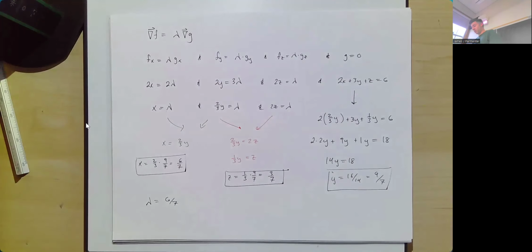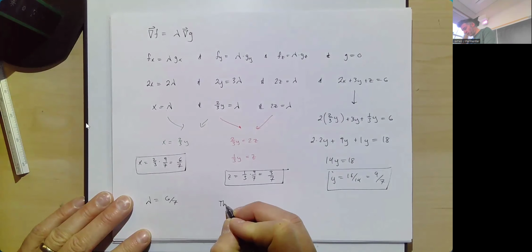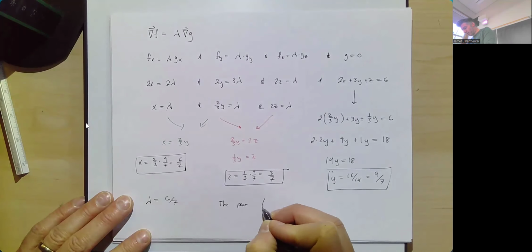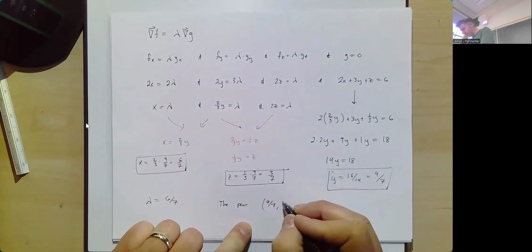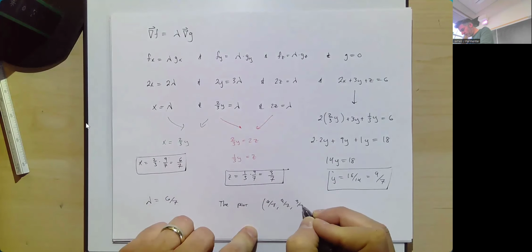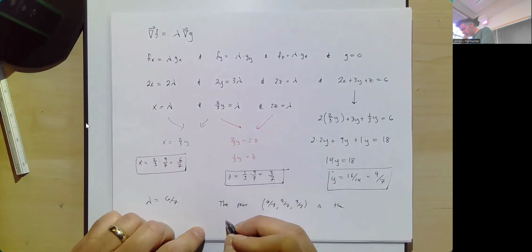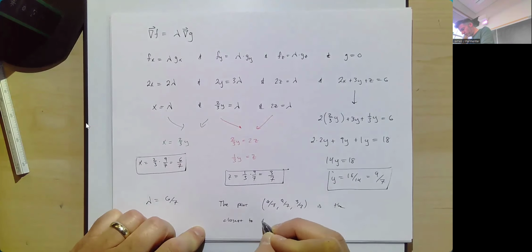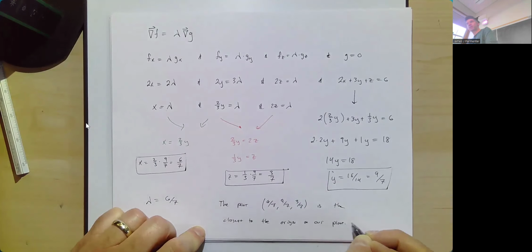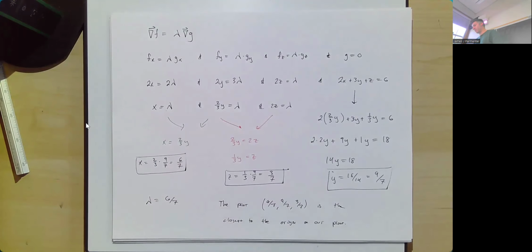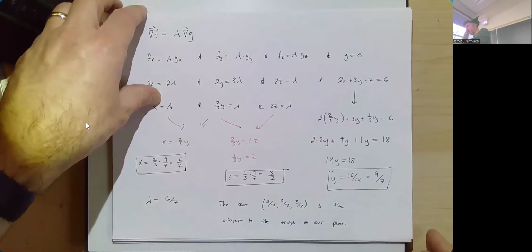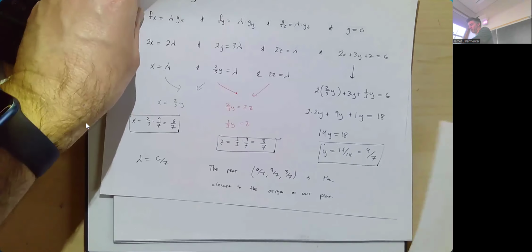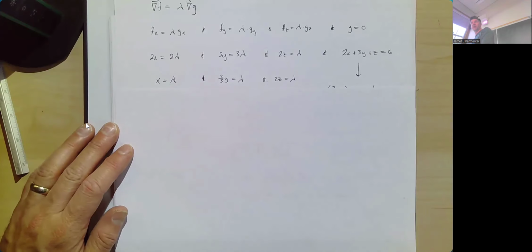The answer to the question here, the point that is closest, so the point 6/7, 9/7, 3/7 is the closest to the origin on our plane. But yeah, I suppose that works just fine. So the real thing I'm trying to get at here is there's more than one way to do this. I could have, if I'd wanted to, although I really don't ever want to solve for lambda, have solved each of these for lambda.